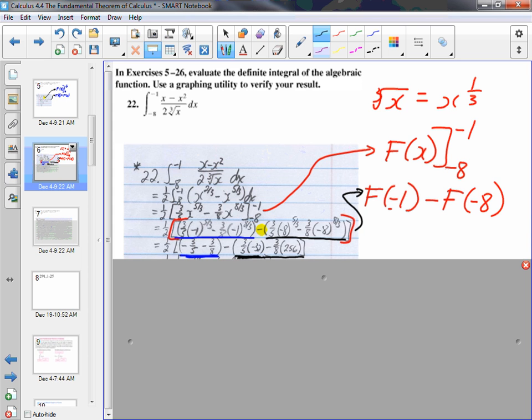Then another minus sign, 3/8. Then I got to figure out what -8 to the 8/3 is. So it's the cube root of -8, -2 to the 8th. Well, -2 to the 8th will be positive because it's to the 8th. And it turns out 2 to the 8th is 256. All right, so with me?